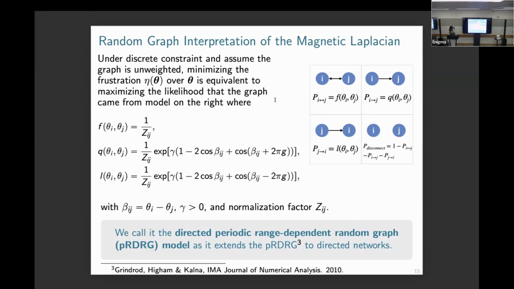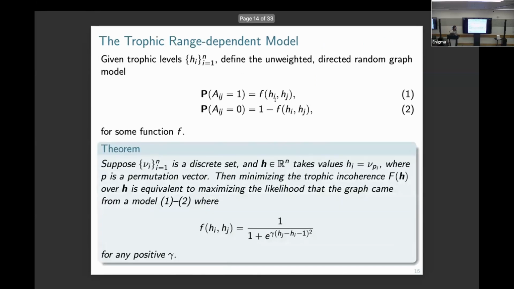Okay, so this we call the directed PRDRG model, just because we incorporate the edge direction into the PRDRG model. Okay, so the trophic Laplacian is slightly easier because there's no edge direction in the quadratic objective function.